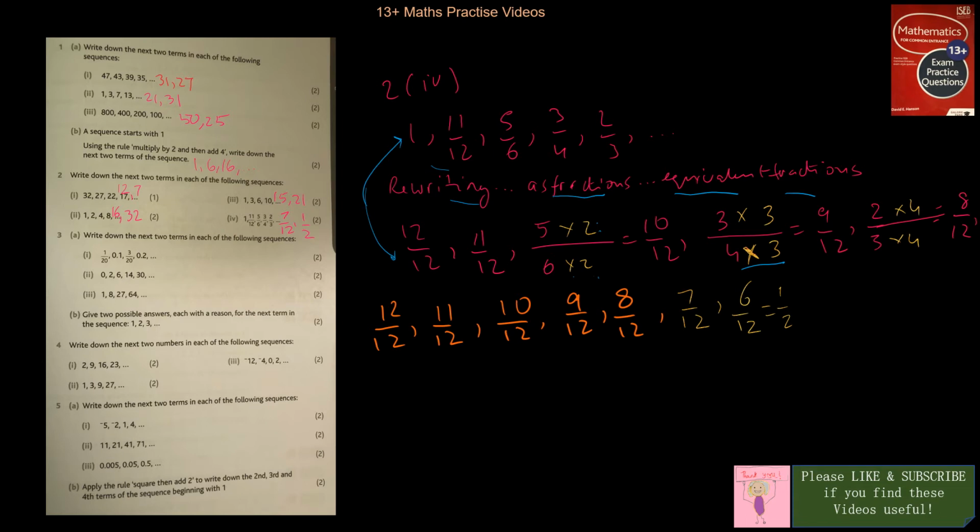So we'll try and understand what the relation between the numbers is, which is easier to do. If you have any other method of doing it, please go ahead and watch this video. So 3 times 4 is 12, and then 2 times 4 is 8. So what we see is we have rewritten it as 12, 11, 10 out of 12, 9, 8 out of 12, 7 by 12, 6 by 12, and this is also half. So I've written it as half. So the next two terms are 7 out of 12 and half.